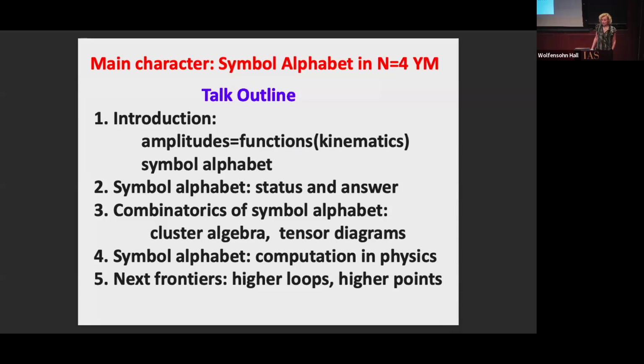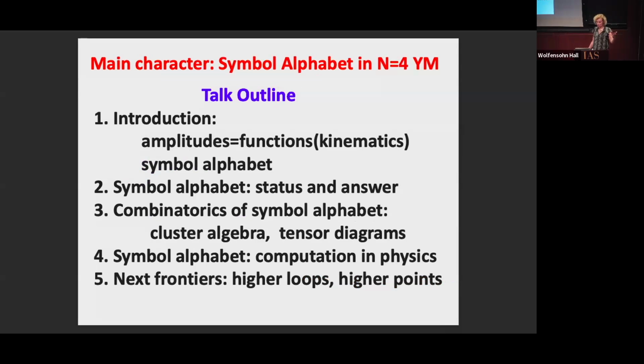Then, since I have symbol alphabet in the title, I'm going to quickly sketch what that object is. What is a symbol alphabet? Then I'm going to proceed and just tell you the answer. I'm just going to tell you what we know. I'm not going to tell you how we know it. I'm just going to tell you the answer. And hopefully you can process the answer. And then once I tell you the answer, hopefully you can try to analyze it from a mathematics point of view. And I'm going to show you some glimpse, some properties of the answer.